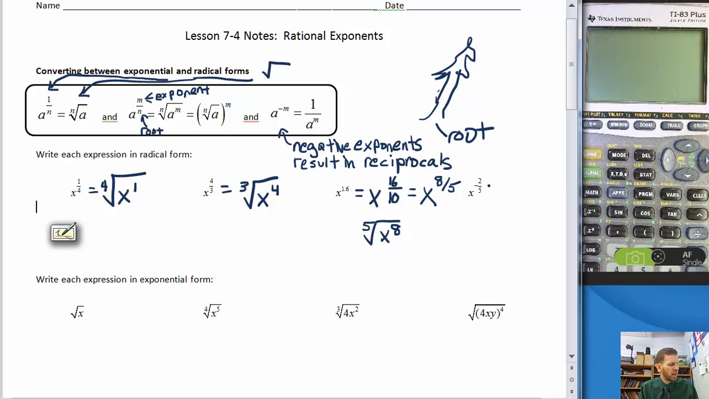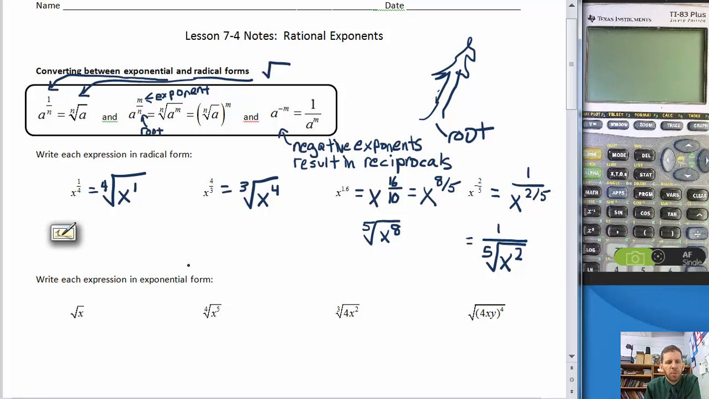What do I want you to do if you see x to the negative 2/5 power? The first thing is negative exponents result in reciprocals. So we're going to write this as a reciprocal. 1 over x to the positive 2/5 power. To keep this in radical form, what we're going to do is write this as 1 over, the number on the bottom is the root, the exponent stays with the x, so it's the 5th root of x squared. Answer, 1 over the 5th root of x squared.